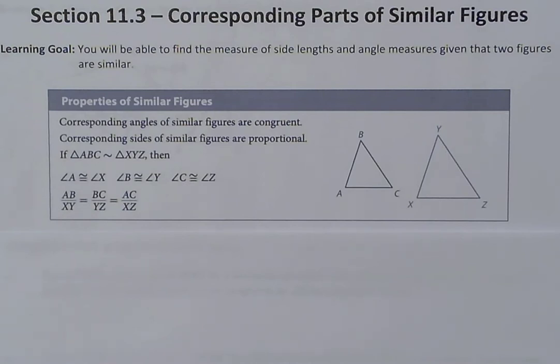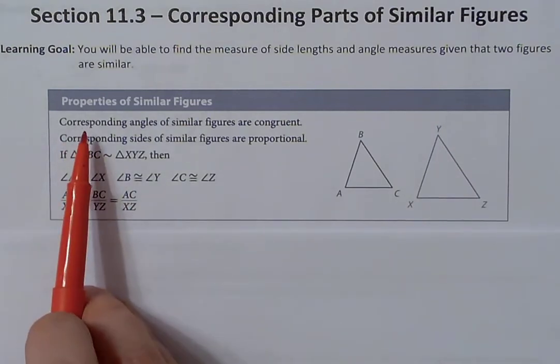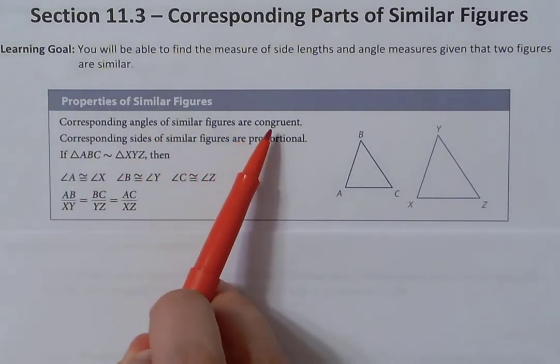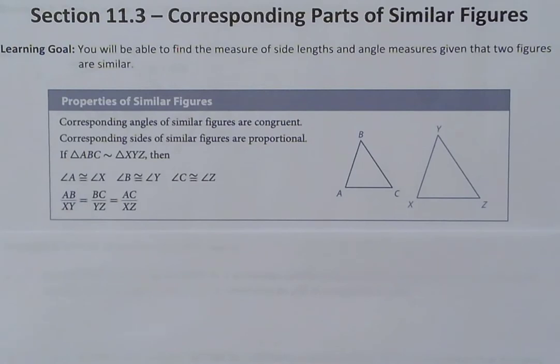So the first property of similar figures is corresponding angles of similar figures are congruent. So when we have two figures that are similar, what we know about the angles is that they are the same measure. They are congruent to each other. So corresponding angles are congruent.